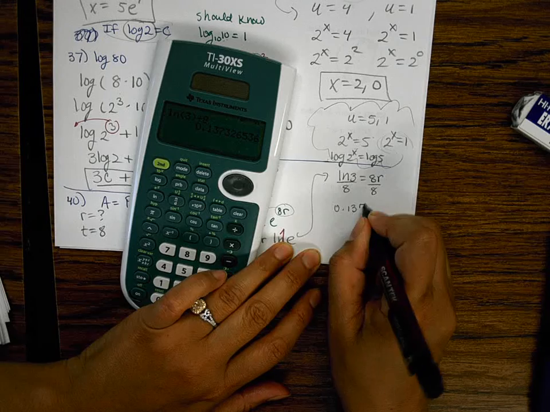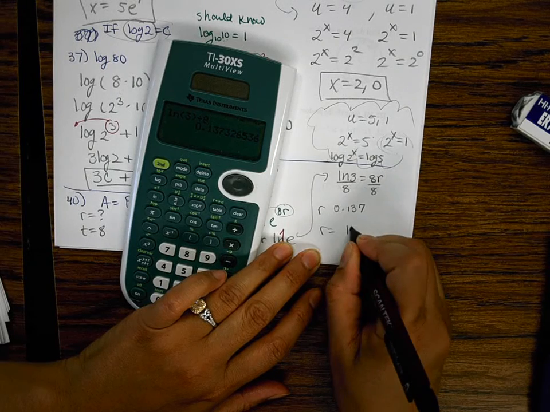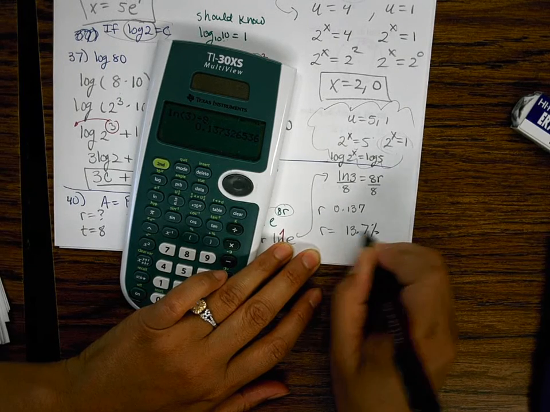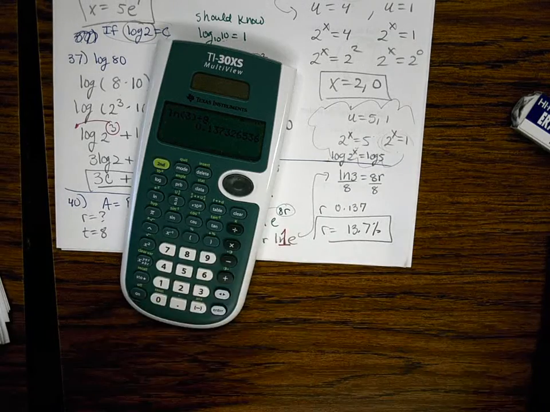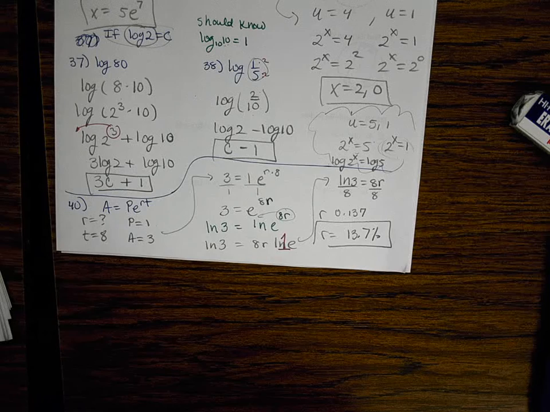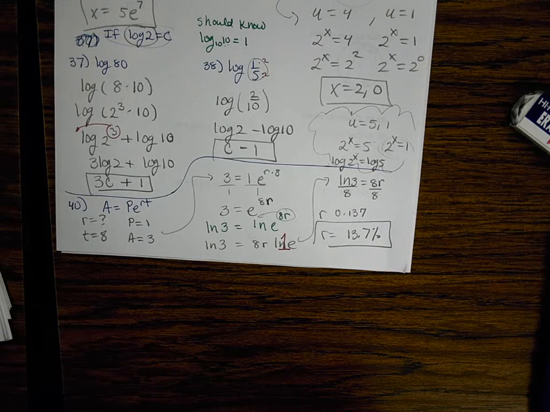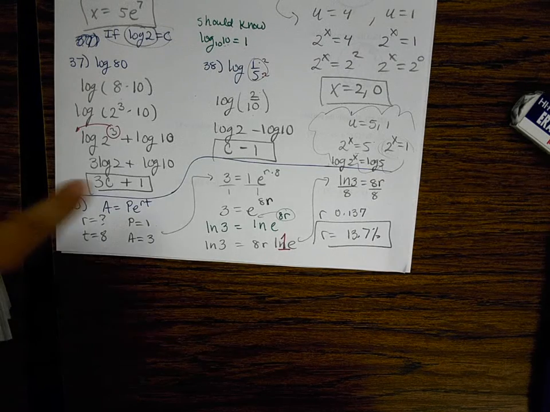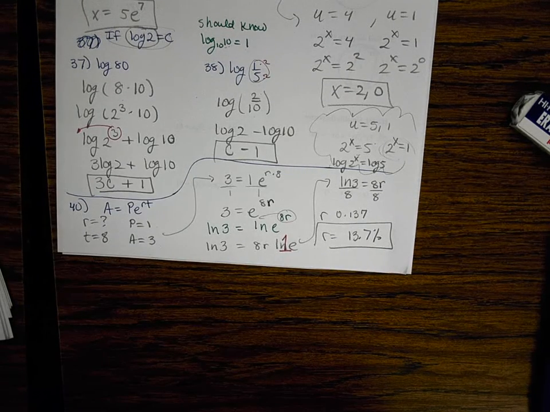So my interest rate is 13.7%. You can write it either way. I like to write it as a percent. 13.7% is the interest rate I would need to quadruple any amount in 8 years. Any amount. Doesn't matter what that amount is. If I want to quadruple it in 8 years, compounded continuously, the interest rate would need to be 13.7%. All right, that is it for this section of homework questions.